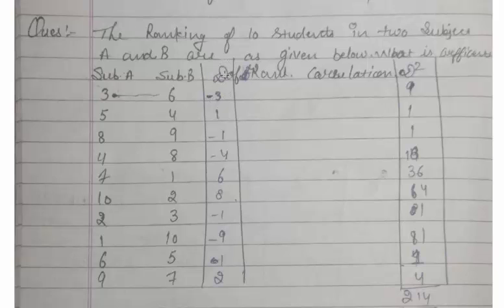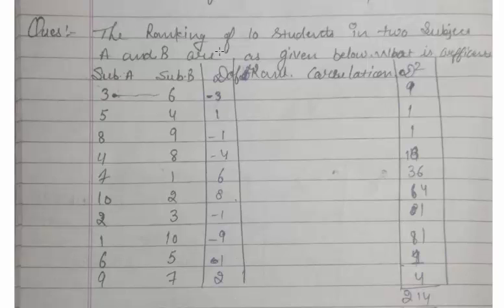First we find D. D is the difference between the ranks. So this is equal to 3 minus 6 is minus 3, 5 minus 4 is 1, 8 minus 9 is minus 1, 4 minus 8 is minus 4, 7 minus 1 is 6, 10 minus 2 is 8, 2 minus 3 is minus 1, 1 minus 10 is minus 9, 6 minus 5 is 1, 9 minus 7 is 2.